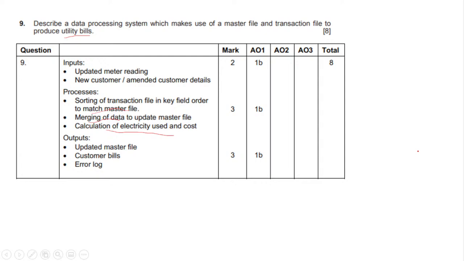All right. The answer: I would contextualize the answer. For marking purposes, they've kept it short and sweet there with bullet points. So I would actually turn this into words. I would say, the master and transaction files will contain information. The transaction file will contain information over a short period of time, such as the customer details and the updated meter reading. The master file will contain all the previous information about the customer. When it goes into the process, the transaction file is sorted in chronological order to match the master file. During the process, this gets merged.